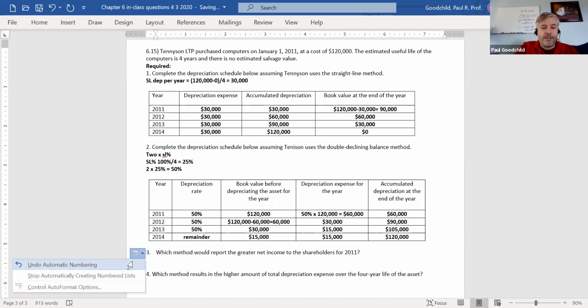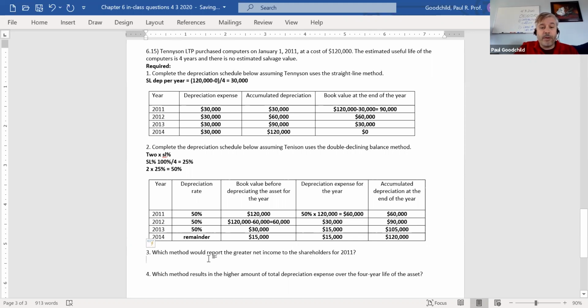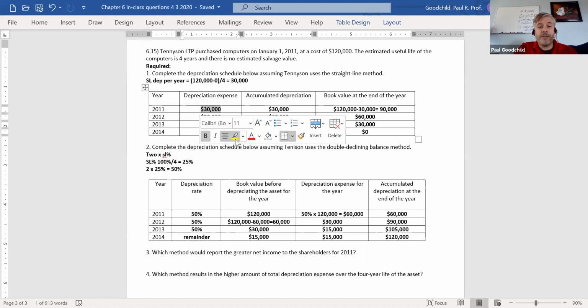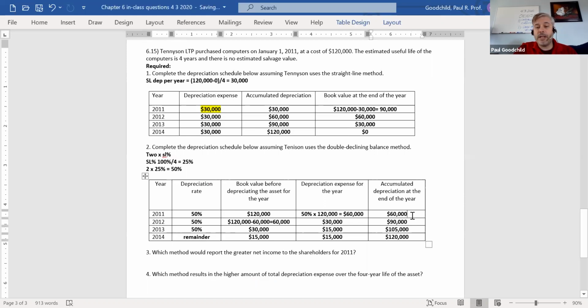So this asks, which method would report the greater net income in 2011? What you're looking for is the smaller depreciation amount. We have depreciation expense of 30,000 using straight line, and depreciation expense of 60,000 using double declining balance. So the answer to that question would be straight line.